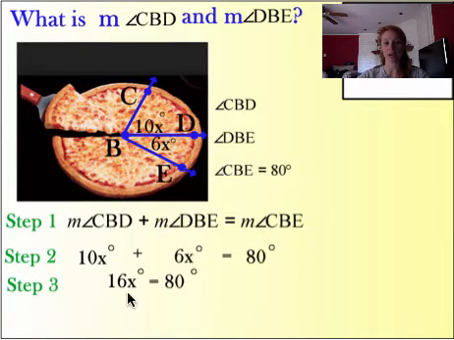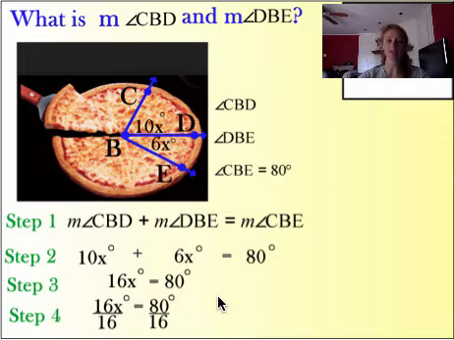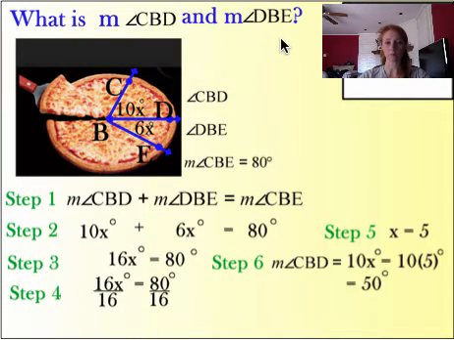Our next step is to combine like terms on the left-hand side of the equation, set it equal to 80 degrees still. Then let's isolate the variable x by dividing by 16 on both sides. When we simplify, we get x equals 5. But we can't stop here because remember, we want to find the measure of both of these angles. So we're going to plug 5 back in to each of the expressions.